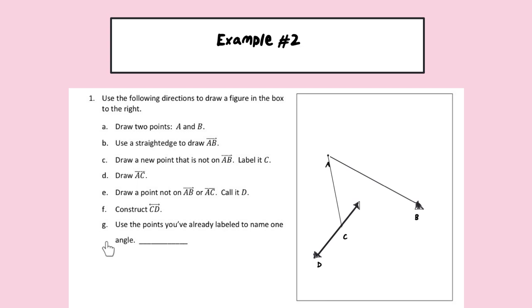And our last instruction is to use the points we've already labeled to name one angle. I'm going to name our angle right here, which would be angle CAB, as it is made up of the line segments from C and A and B. Here's our final product. We have this marking here that indicates an angle, and here it is labeled up above.